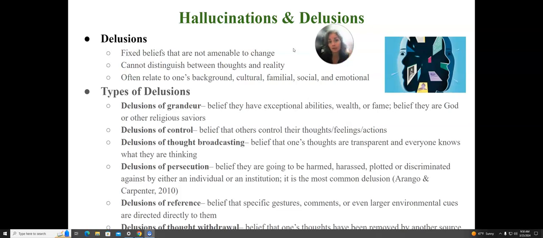They can also have this delusion of thought broadcasting, where they think that everybody can see their minds, almost like their brains and thoughts are on stage, and everyone knows what they're thinking. And that can also elicit some paranoia, right? Because you don't have a sense of privacy and a sense of control over what is being shared.